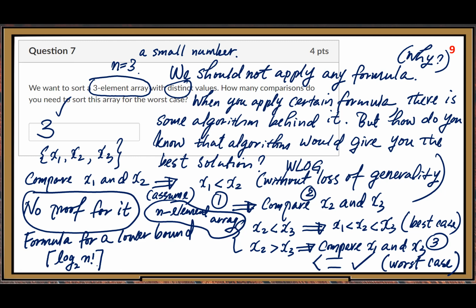You can reach it. Your number could be the same as this one, but could not be smaller than this one. So this is an absolute lower bound.